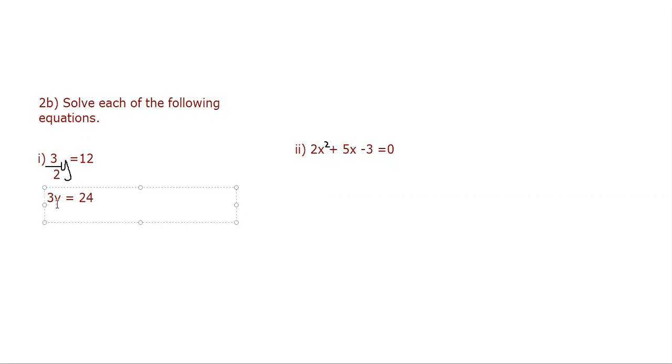And of course you divide both sides by 3 because you want y to be the subject and y is multiplied by 3. So 3y divided by 3 is equal to 24 divided by 3, and of course y is equal to 8. Good. Moving on to this one now.